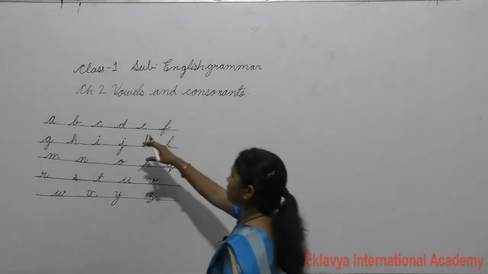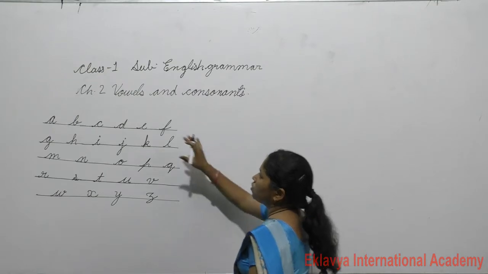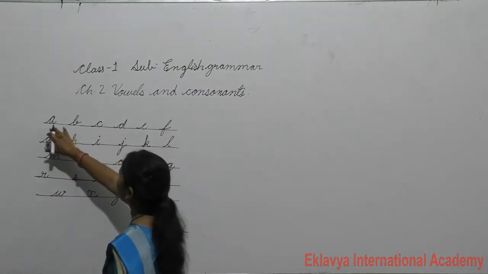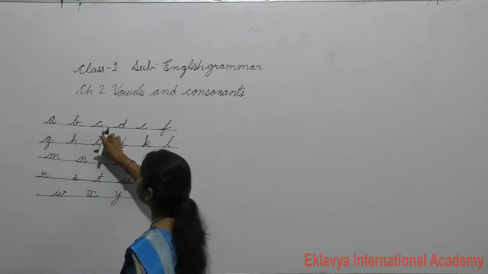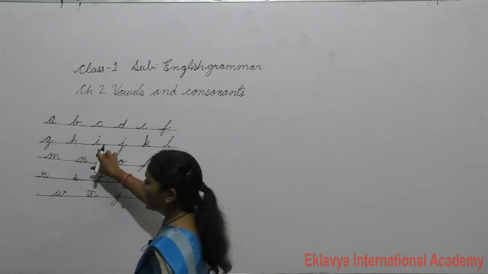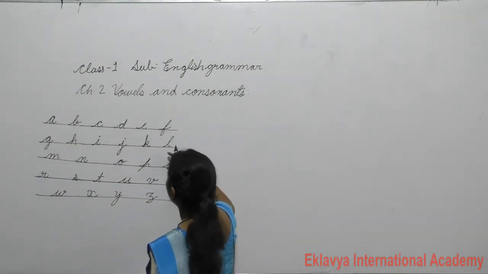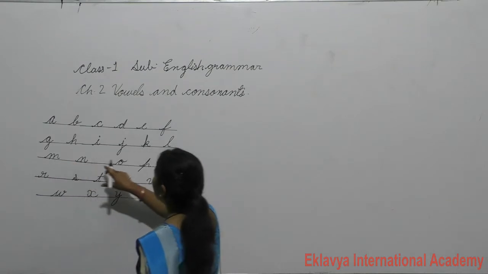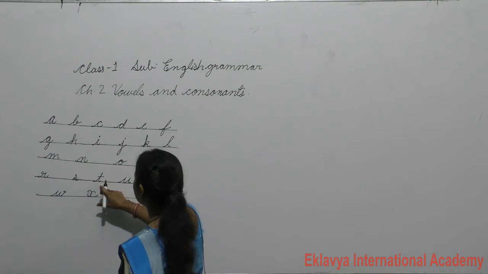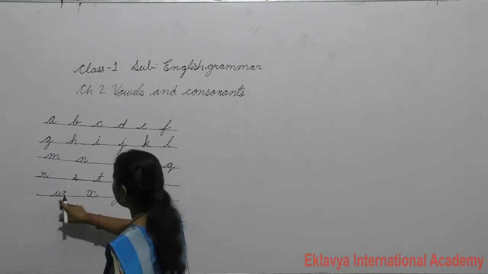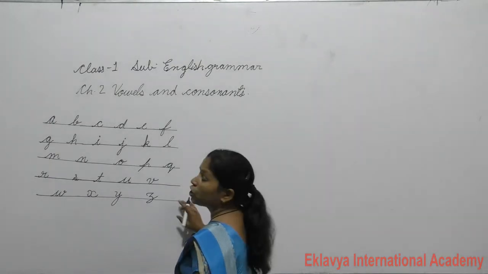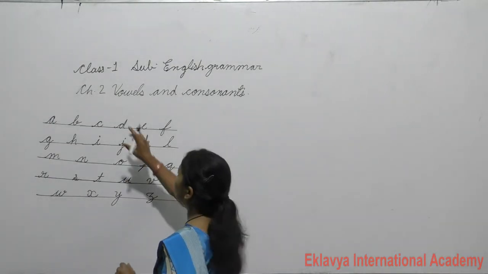Yes students, these are the English alphabet, small letters. So choose the vowels and read again. Start: A, B, C, D, E, F, G, H, I, J, K, L, M, N, O, P, Q, R, S, T, U, V, W, X, Y, Z. How many letters are there? 26 letters, okay? And choose the vowels.